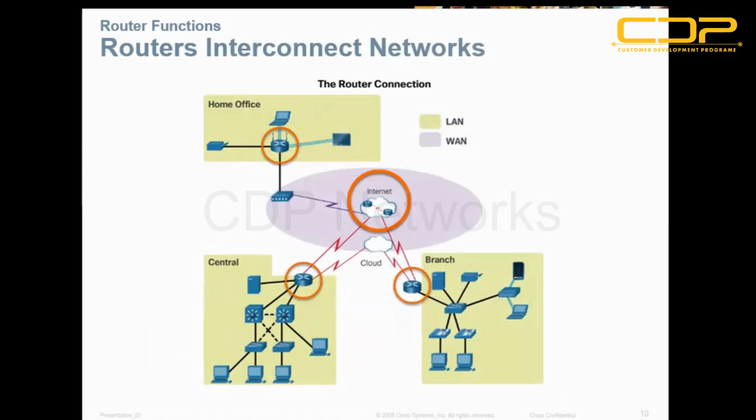The routers interconnect networks. Here we have the home LAN networks that are connected to the internet. That becomes the WAN, wide area network, right? Central office, and all these three offices are connected via routers, right?